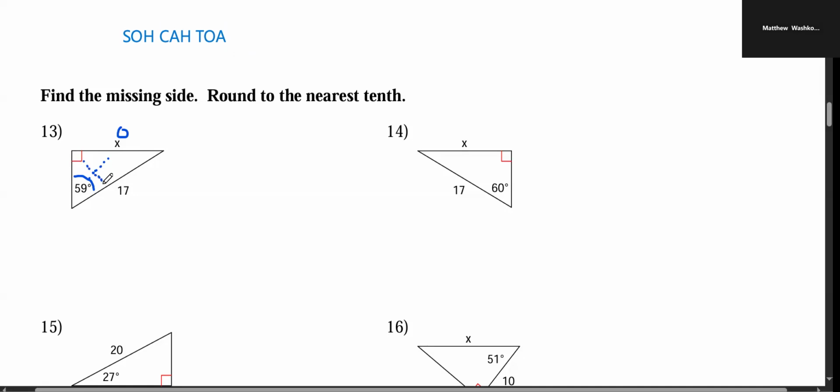This side is opposite of my right angle, which means this is my hypotenuse, which means this has to be my leftover side, right? So we have hypotenuse, opposite, and adjacent. Now the two sides that I am using or trying to find: I have something with the hypotenuse and I'm trying to find the opposite here.